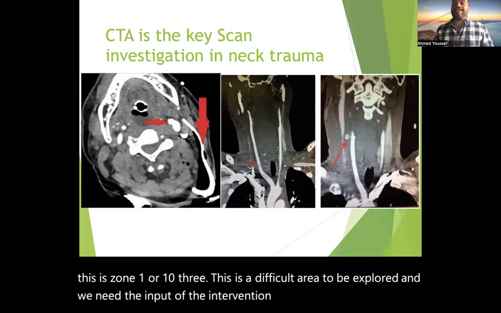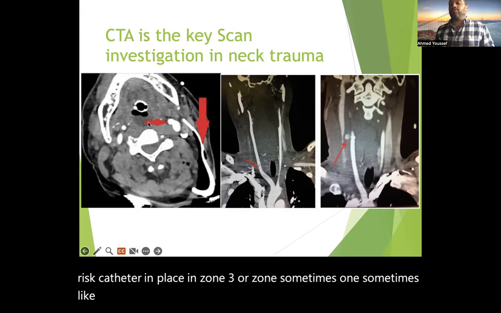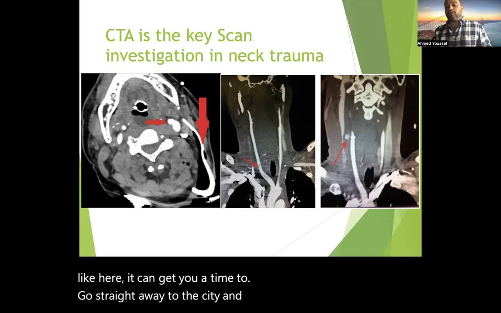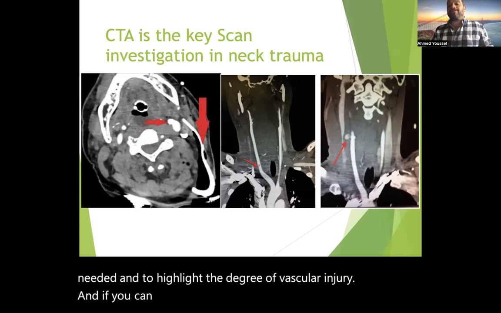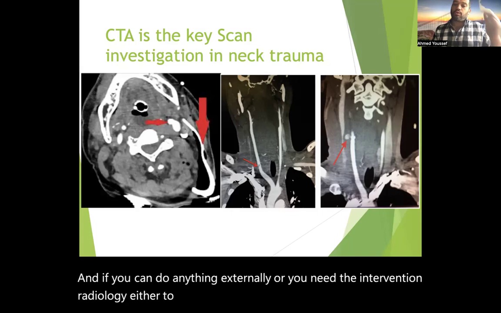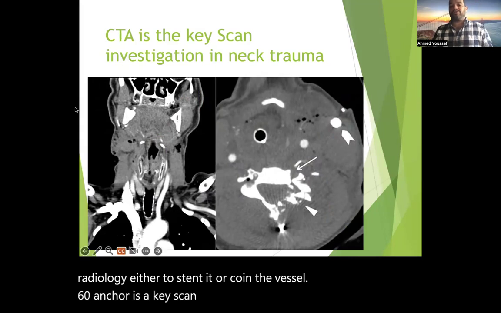So putting a Foley catheter in place in zone 3, or sometimes zone 1, like here, can get you time to go straight away to the CT angio to get the information needed and to highlight the degree of vascular injury, and whether you can do anything externally or you need interventional radiology either to stent it or coil the vessel. CT angio is the key scan investigating neck trauma, as you see here.